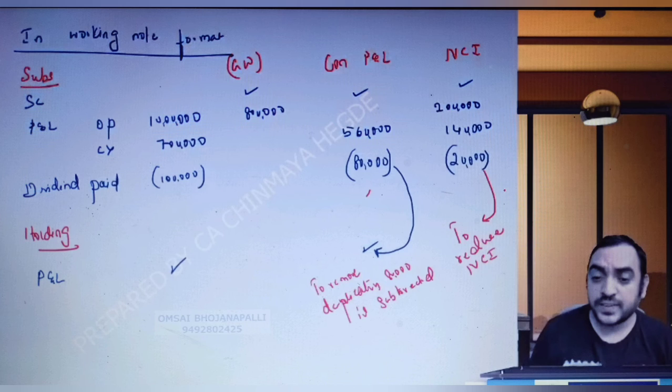Why will it be removed? I'll tell you. Because under the holding company column, you will have the holding company's P&L, and some amount you will be writing in full. This would be included there, right? So to avoid this duplication, 80,000 is subtracted.